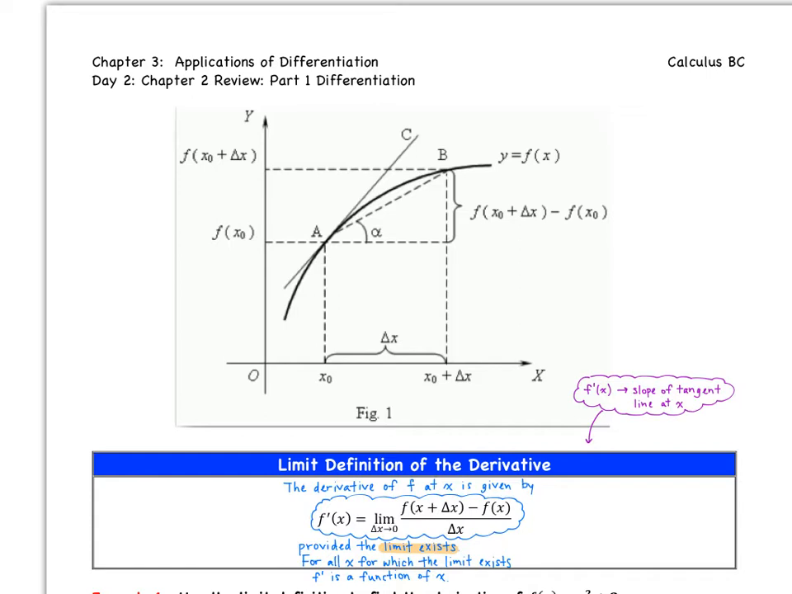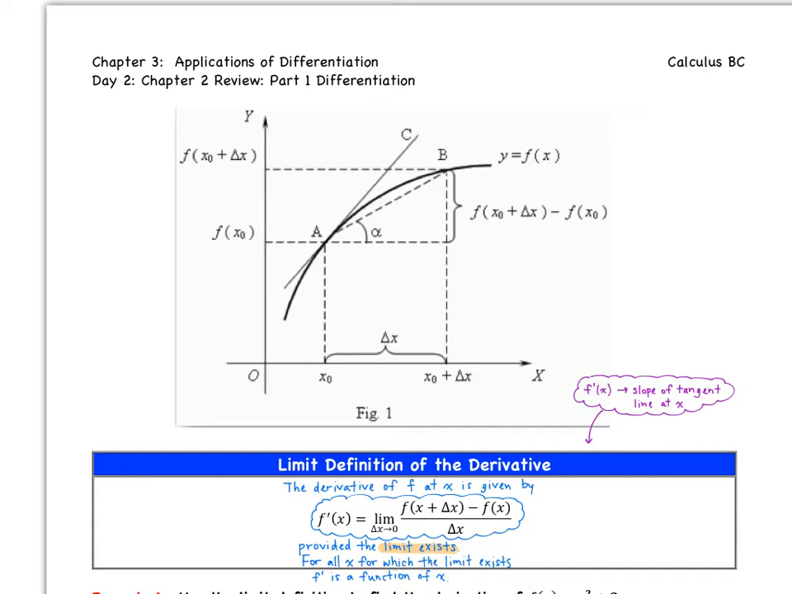We're going to begin our Chapter 2 review, the first part dealing with differentiation. We're going to look at the limit definition of the derivative. We're going to remind ourselves how to take the derivative and how to find the tangent line, etc.